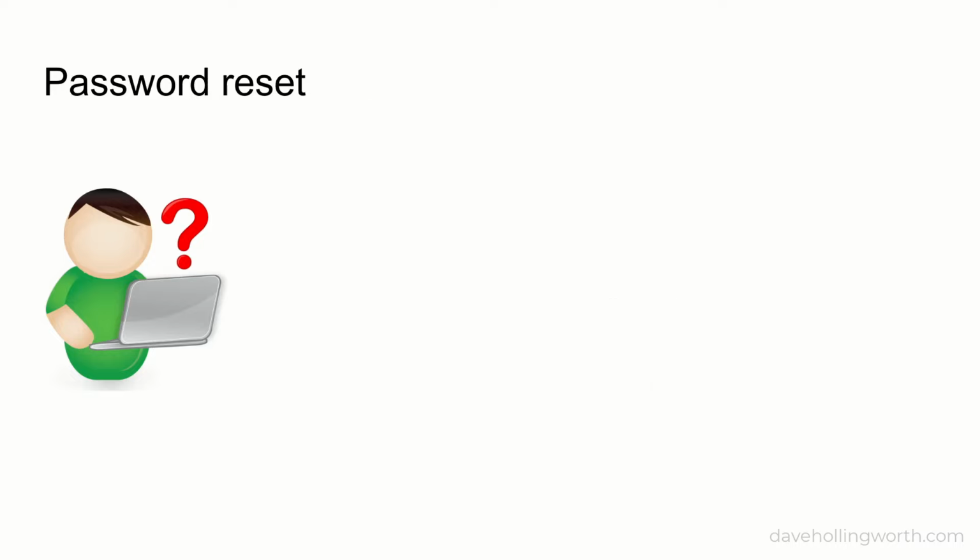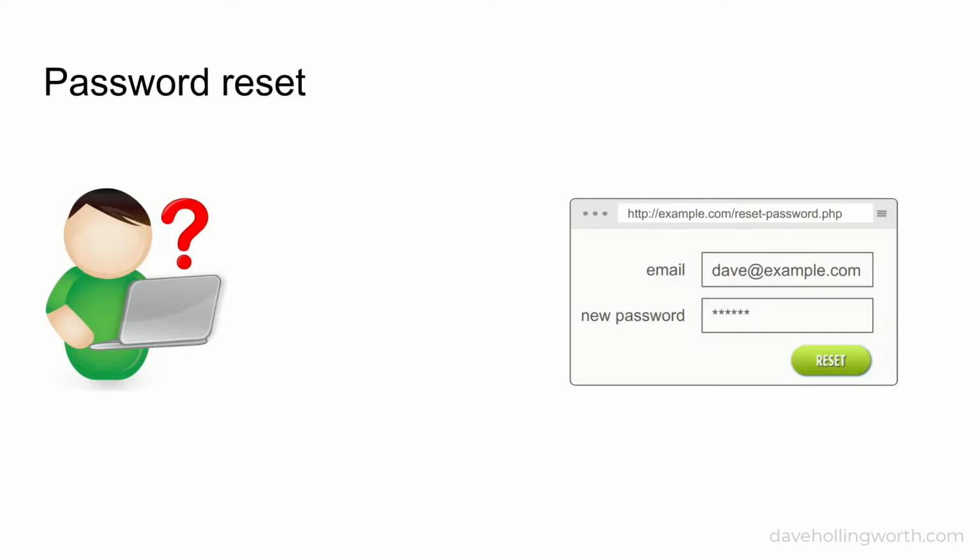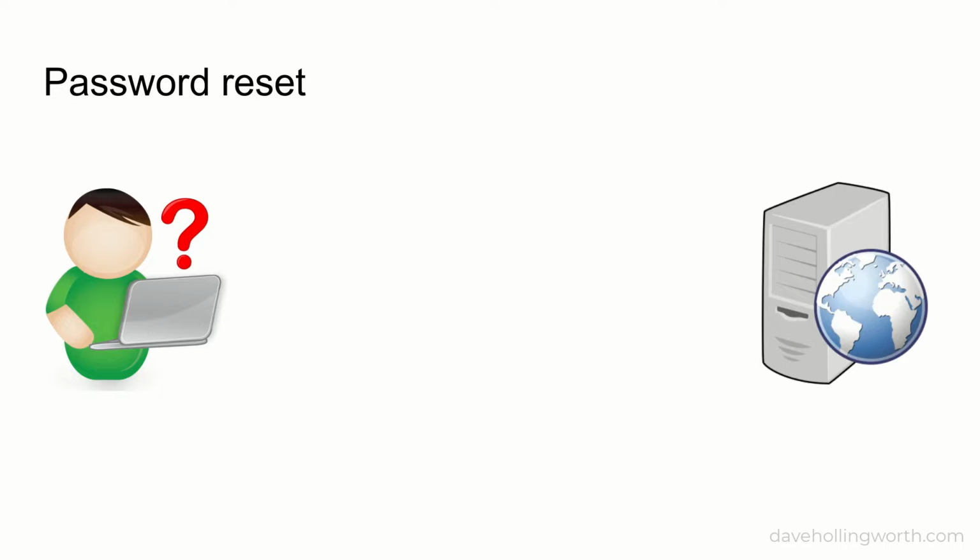So how do we do that? Well, we could have a reset form where the user enters their email address and a new password, but this would clearly allow anyone to change any user's password, which would be ridiculous, so we can't do that. If we assume, though, that the user is the only one with access to their email account, then we can use that to reset their password.